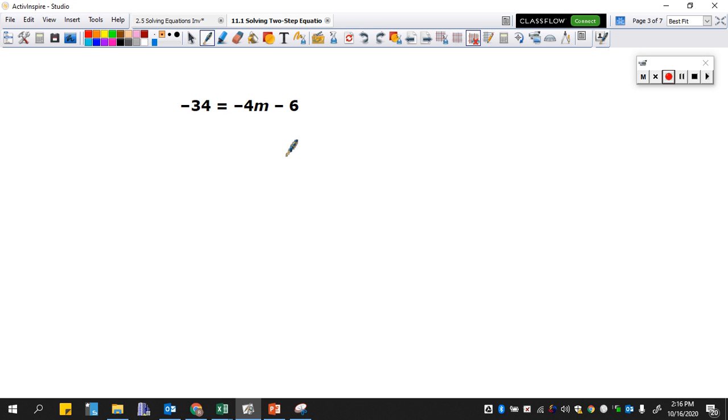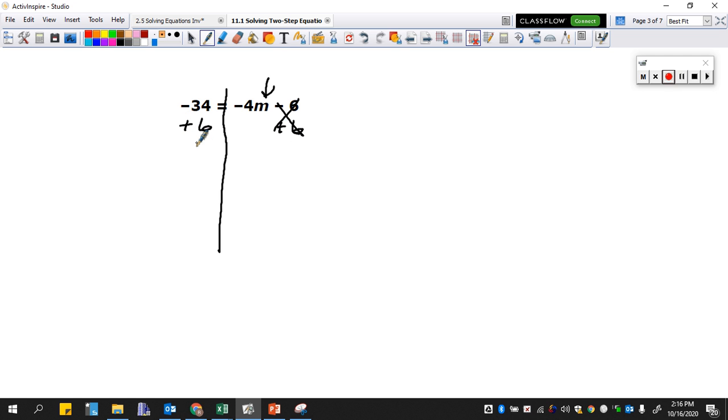Here's another one of those problems where the variable is on the right-hand side of the equation rather than the left-hand side, but it doesn't make any difference, because we're going to solve it the exact same way. So what are we going to do first? Well, we want to get rid of whatever isn't associated with the m. That's what we're solving for. So let's get rid of this minus 6. The inverse operation of subtracting 6 is adding 6. So we say plus 6, plus 6.